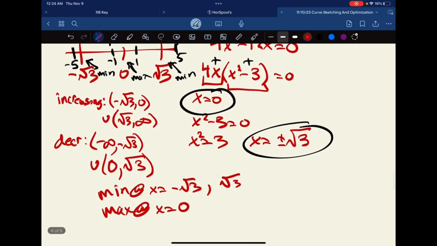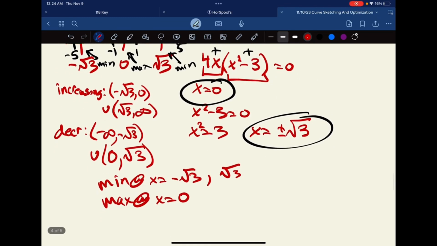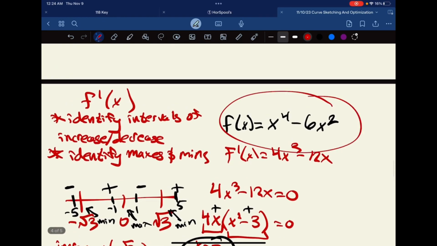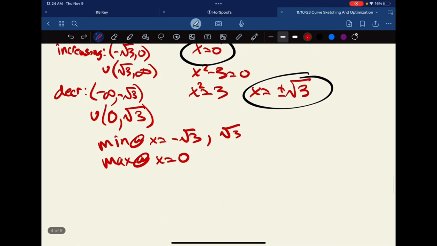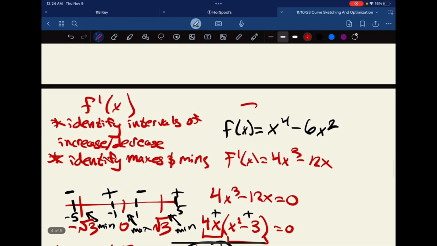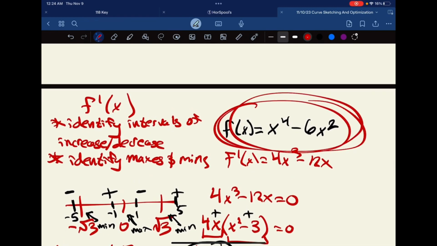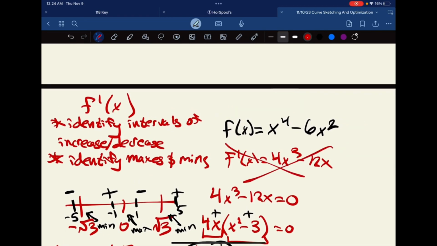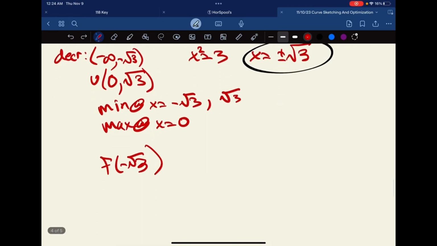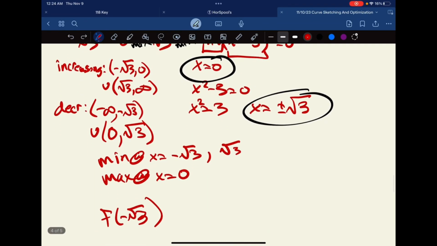I would also note that on a quiz or an exam, you will probably be expected to plug these back into the original function. So you would take your negative square root 3 and plug it back into your original function. Keep in mind, we are not talking about the derivative. You are not plugging it back into the first derivative. You're plugging it back into the normal function. Just for the sake of time, we will not be doing that.